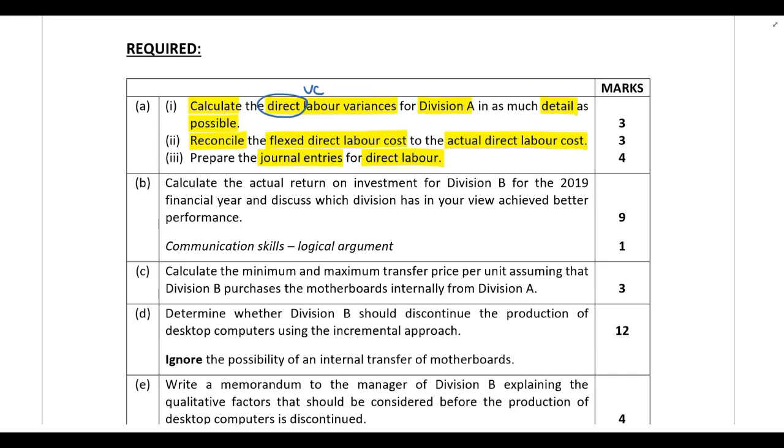If labour is a fixed cost, you're going to perform the variance calculations in the same way as you would for fixed overheads. However, if labour is a variable cost, we are then going to look at calculating a rate variance, an idle time variance, and an efficiency variance. All right, so in this example, we are dealing with labour as a variable cost. So first we are going to calculate the variances in as much detail as possible.